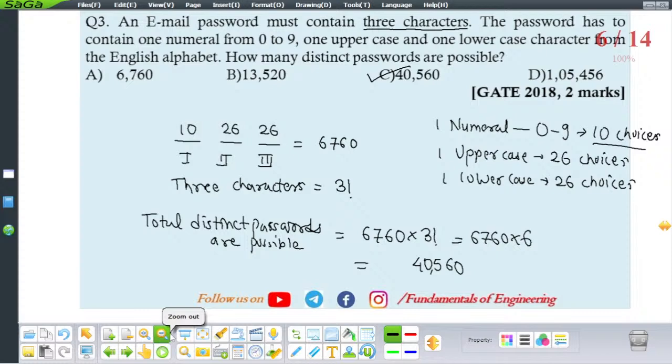So see how in GATE they are designing the options. There is a possibility that you might select option A, but that will be the wrong answer. So understand the problem, and based on that find out how much is given, and you will get the correct answer. So the correct answer is 40,560.